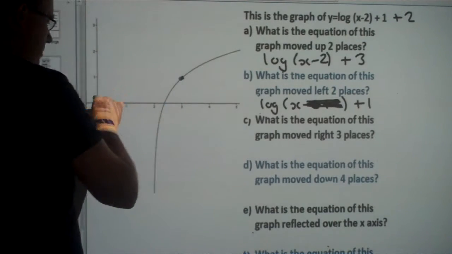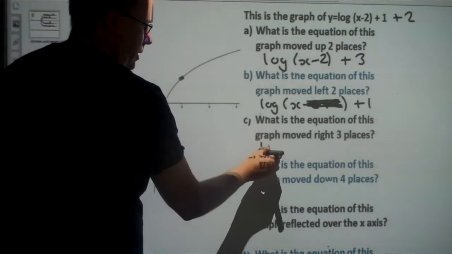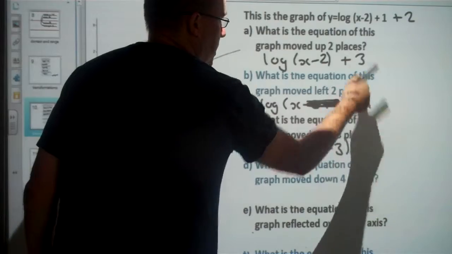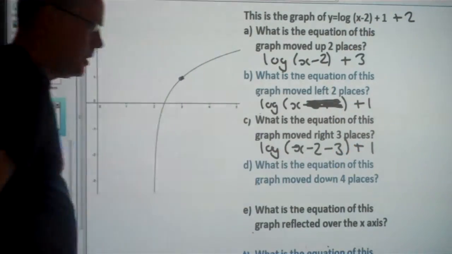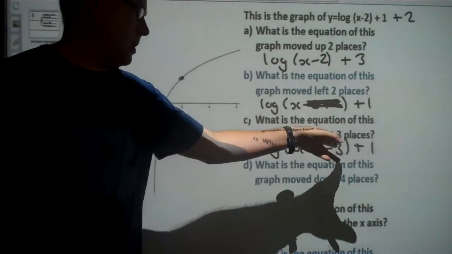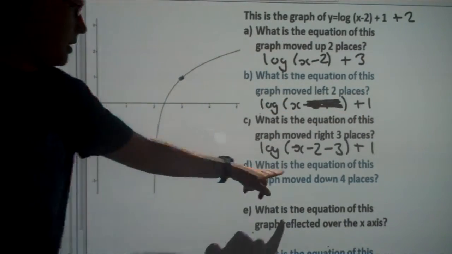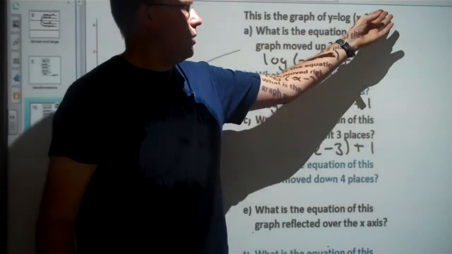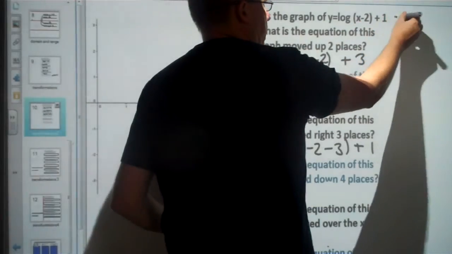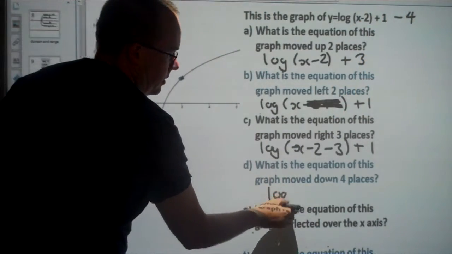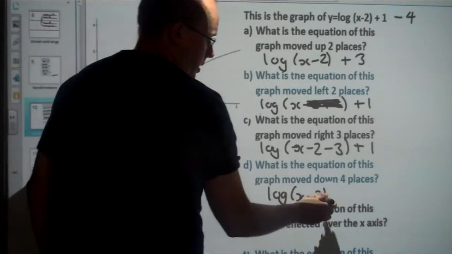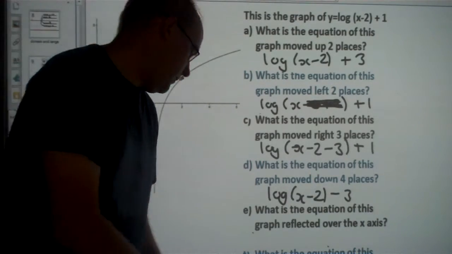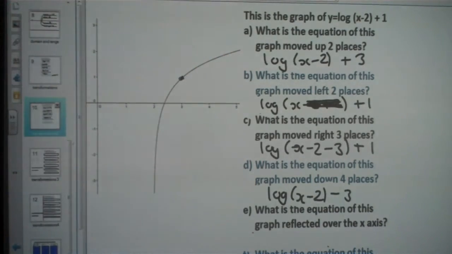Right 3 places, so that's positive 3, but I've got to remember to do the opposite, so that would be negative 3. So I got x minus 2, but now I've also got to take away 3. The original question says plus 1 as well. And then if I simplify this, I'll get the log of x minus 5 plus 1. Move down 4 places. I'll get rid of that because that's a little confusing. So we've already moved it up 1, we're now going to move it down 4, so subtract 4 at the end here. And if we simplify that, positive 1 take away 4 is negative 3. The equation flipped over the x-axis, so that means it's got to be the negative of that equation.